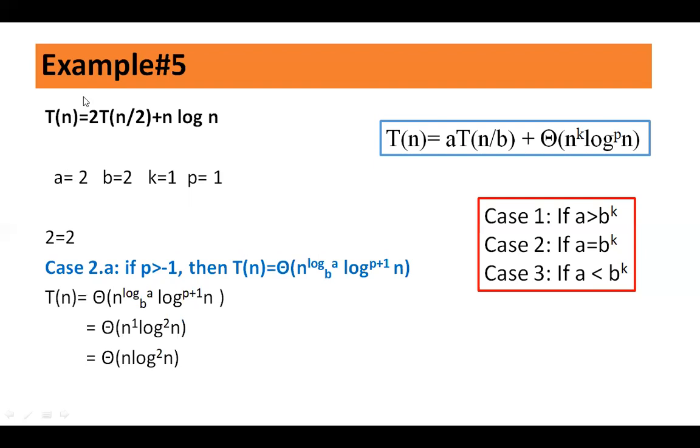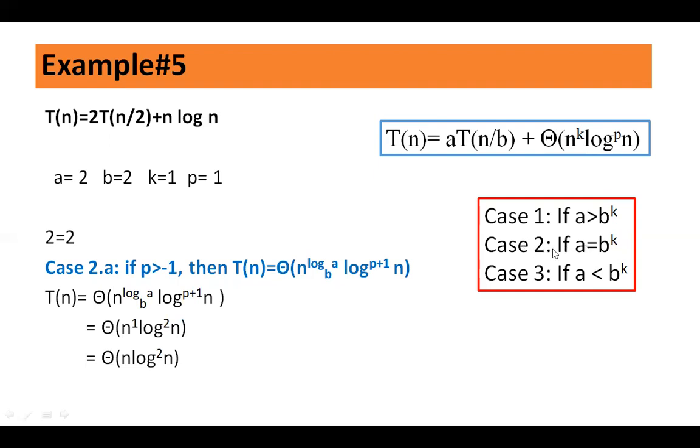Let's look at another example here. Here I have 2T(n/2) plus n log n. Again, the value of a is 2, the value of b is 2. K, that is n raised to 1, we say is 1. And here you have log n. If nothing is given, we say log raised to 1, so the p value here is 1. Now again, check the value of a and b raised to k. So a is 2, b raised to k, that is 2 raised to 1, is again 2. So here you have a is equal to b raised to k.